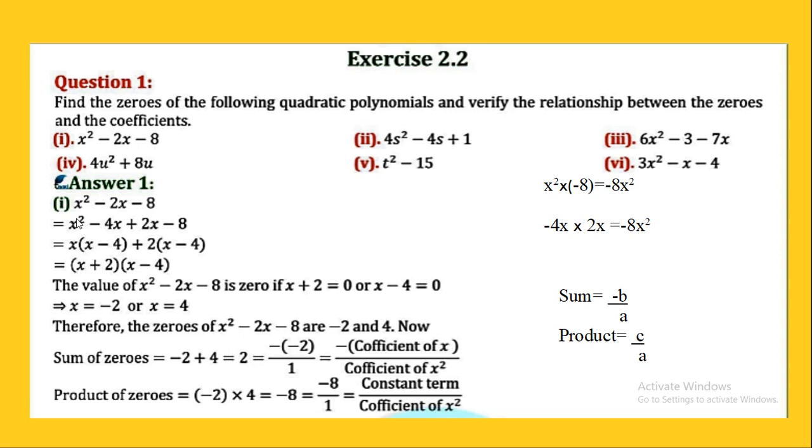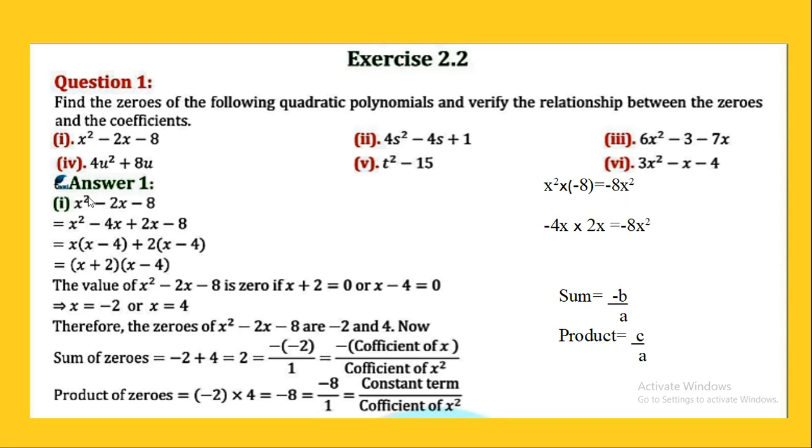The first polynomial is x square minus 2x minus 8. To find the zeros of the polynomial, we have to find the factors of that polynomial. To find the factors, first we have to split the middle term as the sum of two terms, and the product of those two terms must be equal to the product of the first and last terms. Here the product of these two terms is x square into minus 8, that is equal to minus 8x square. So we have to take two numbers whose product is minus 8.